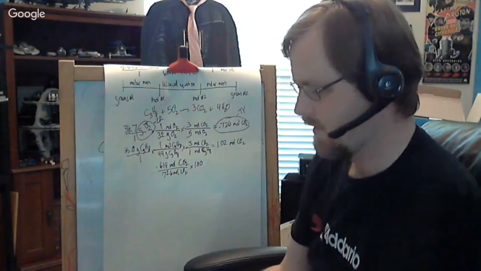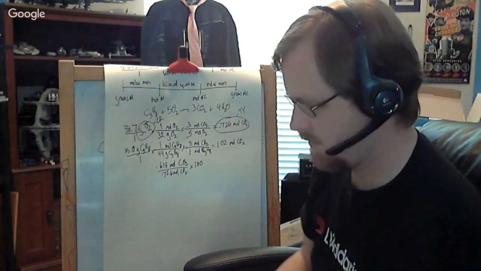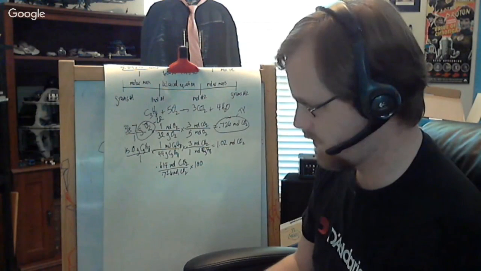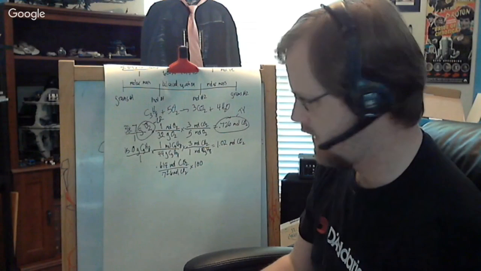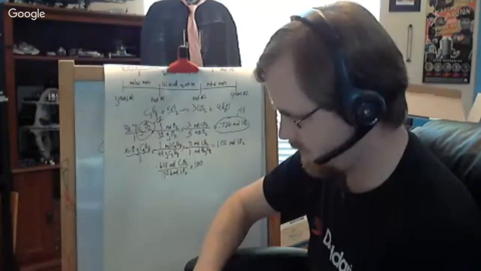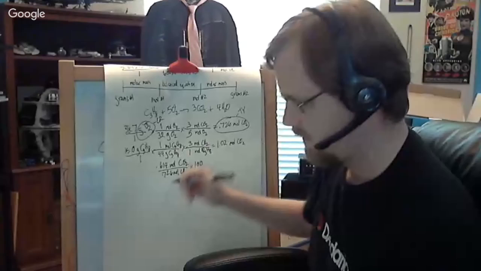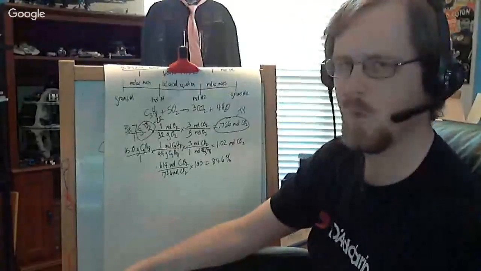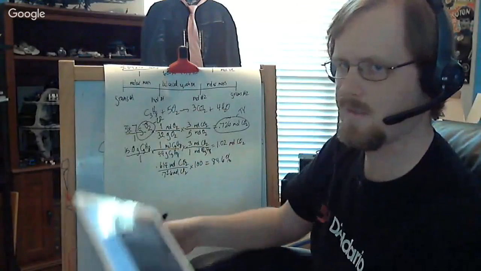Okay. And so in order to do that, let's do that one real quick. 0.614 divided by 0.726 equals, and then times 100 at 84.6%. Okay. And that's how that works.